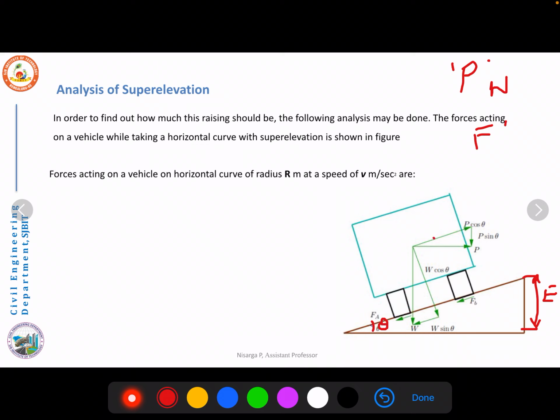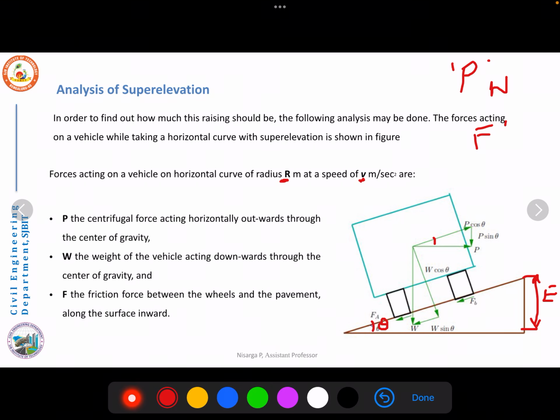Next, we need to consider the various forces acting on the vehicle when it negotiates the horizontal curve of radius R meters at a speed of V meters per second. As I mentioned, we have the centrifugal force acting in the perpendicularly outward direction. W is the weight of the vehicle acting in the perpendicularly downward direction. F is the frictional force between the wheels and the pavement along the surface in the inward direction.